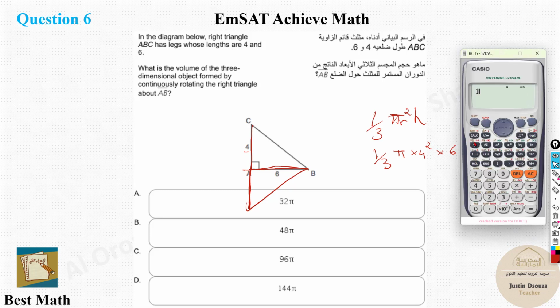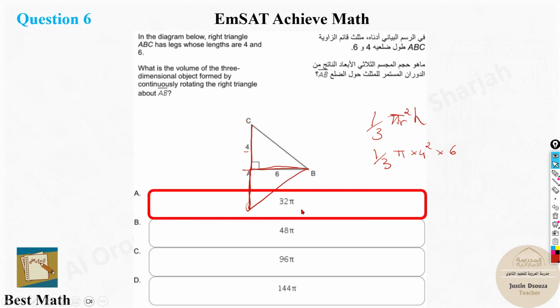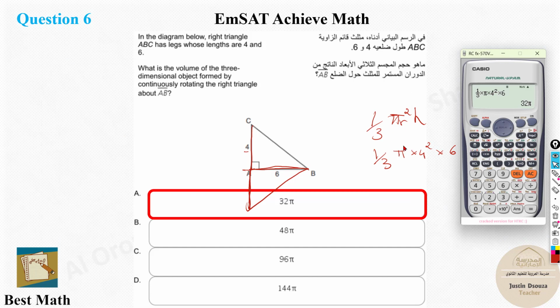So 1/3 of pi multiplied by 4 squared into 6. So 32 pi, yes, that's the correct answer. So just use this formula.